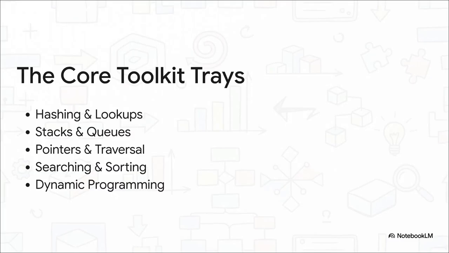So what's actually in this toolkit? We've basically organized our 20 problems into 5 main trays. We've got hashing for super fast lookups, stacks and queues for managing data in order, pointers for efficient traversal, the classics of searching and sorting, and of course, dynamic programming for tackling those really complex problems. We're going to focus on just a few key examples to show you how this all works in practice.